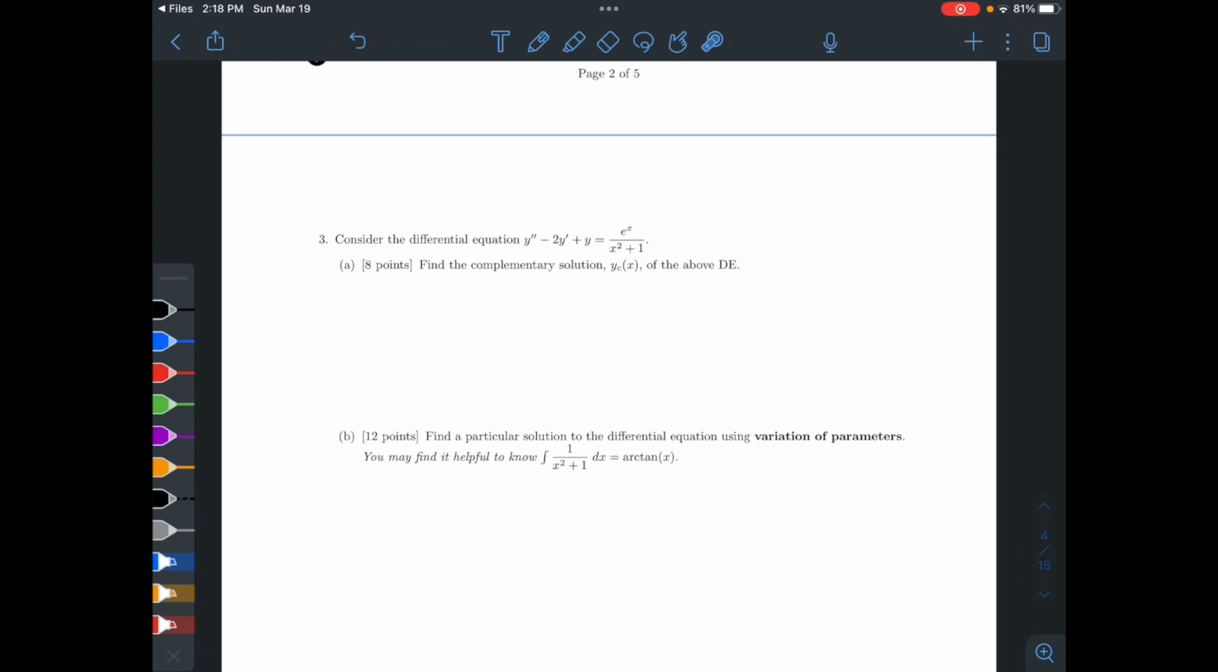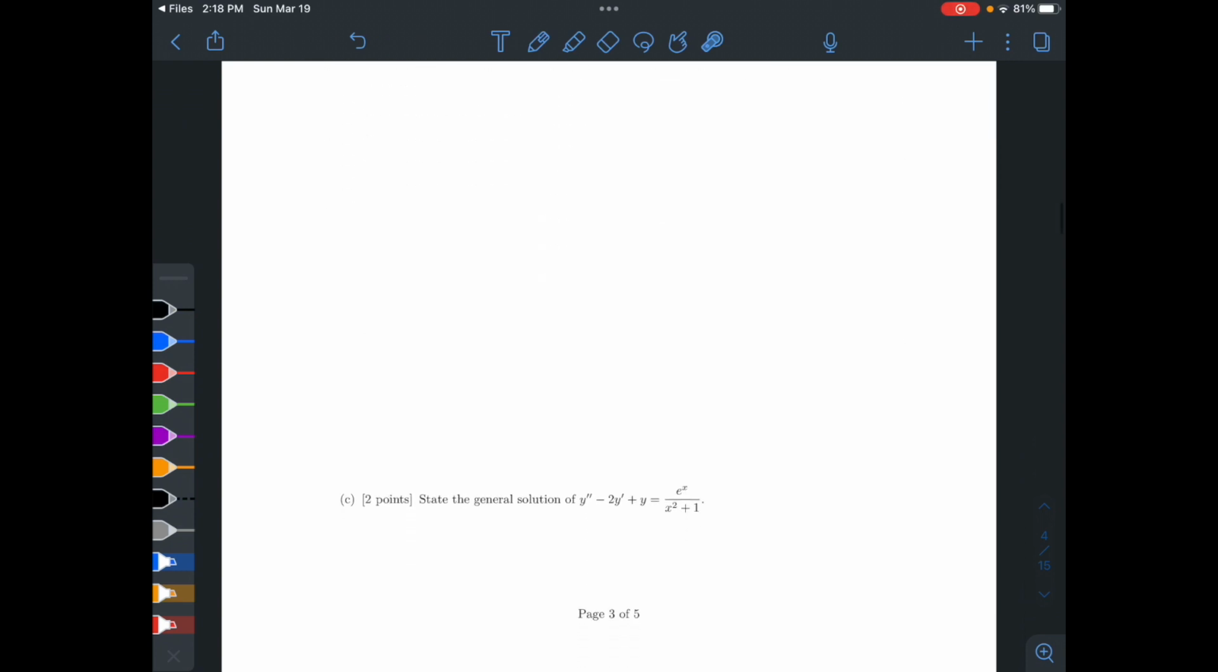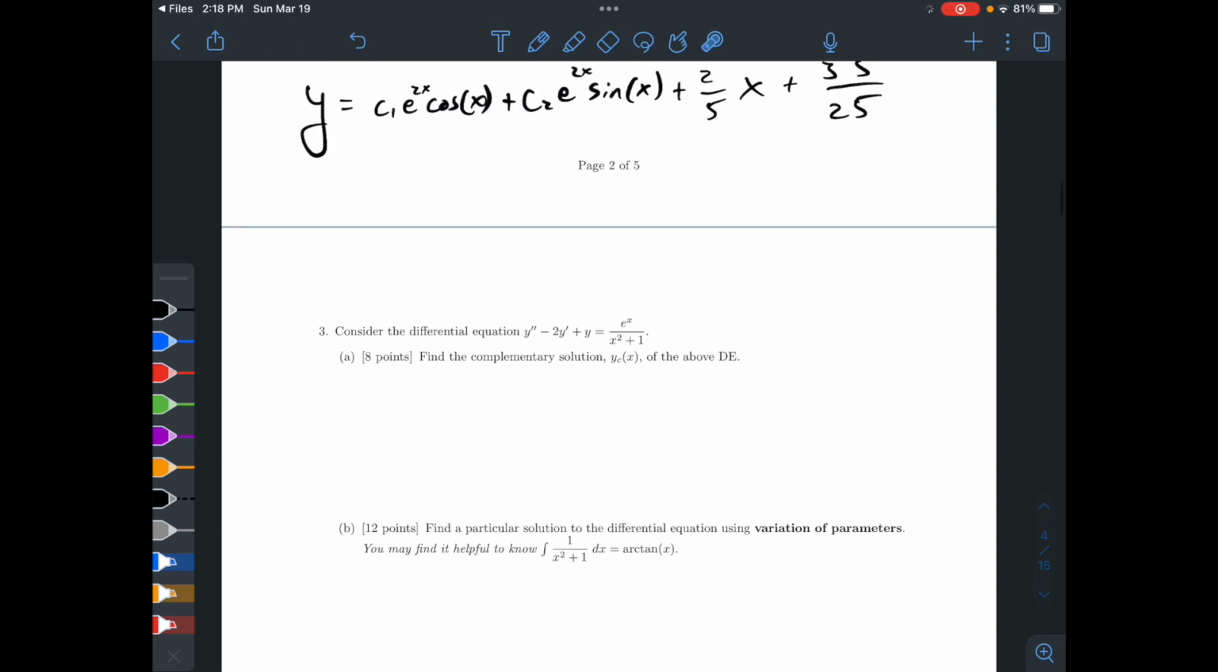If I didn't tell you this, you should still kind of know that you need to do variation of parameters, because you can't make y sub p equal to a times e to the x over x squared plus 1 or anything like that. It's just not going to work out. So variation of parameters is kind of the only thing that we can do on this one. And then we'll state the general solution at the end.